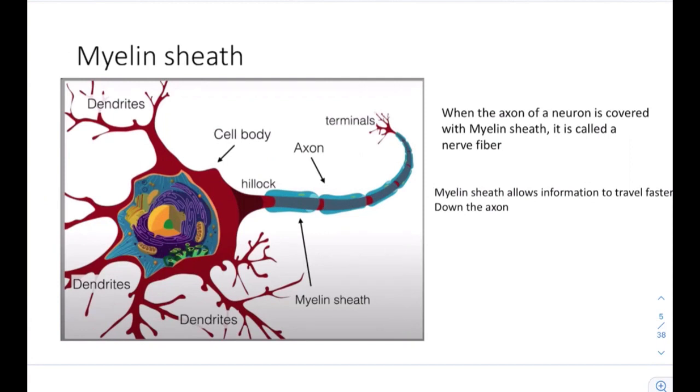Okay, so let's talk about the myelin sheath. When the axon of a neuron is covered with myelin sheath, it is called a nerve fiber. So a myelinated axon is a nerve fiber. So this entire thing here, we either call it a myelinated axon or we call it a nerve fiber. And basically the function of the myelin sheath, it allows information to travel faster down the axon.